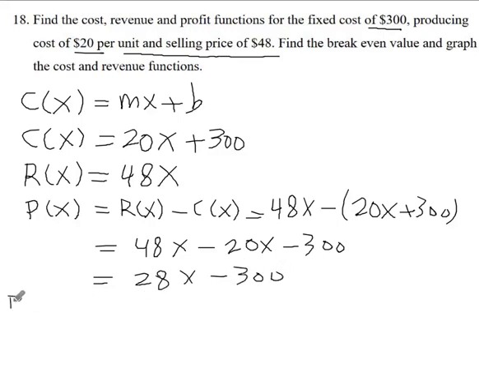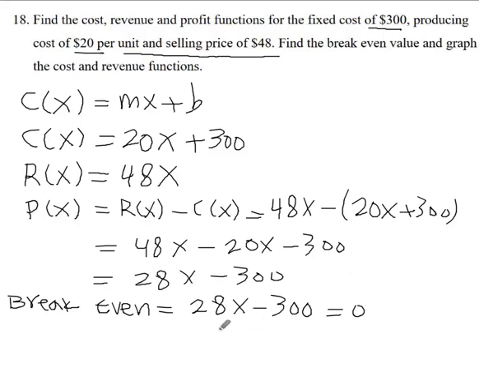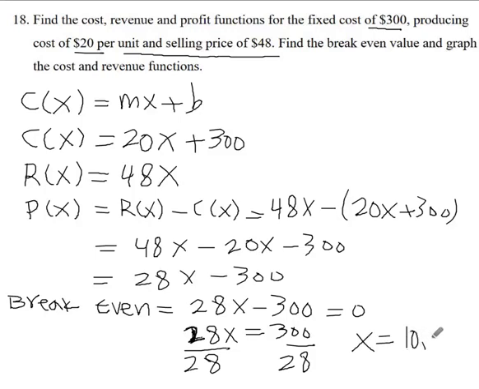And we need to calculate the break-even point. So in this case, 28x minus 300 is equal to 0. If I solve for x, I get 28x is equal to 300, and if I divide both sides by 28, x would be equal to 300 divided by 28, which is about 10.71.